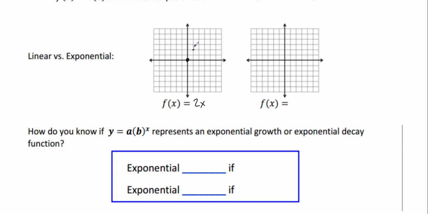And then I go up 2 over 1, up 2 over 1. And again, I have my line that looks like this. So it's a straight line. Linear is a straight line. In this one here, I'm going to say 2 to the x. So 2 to the x.